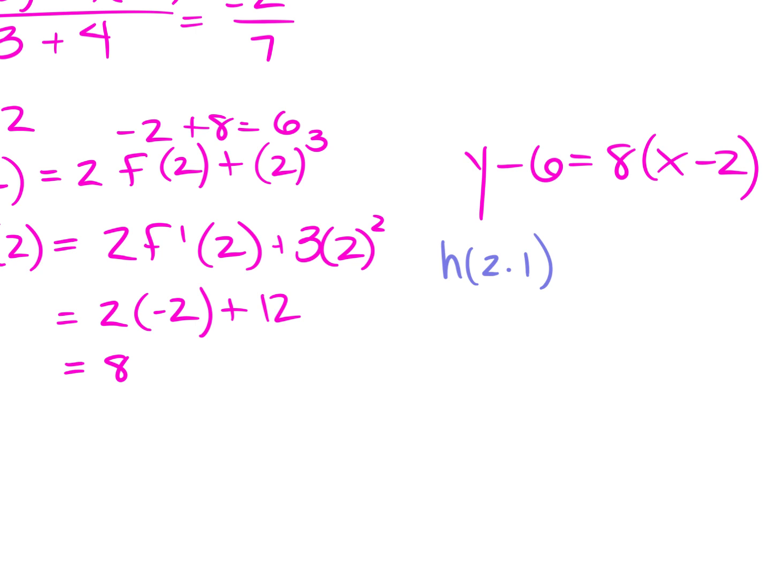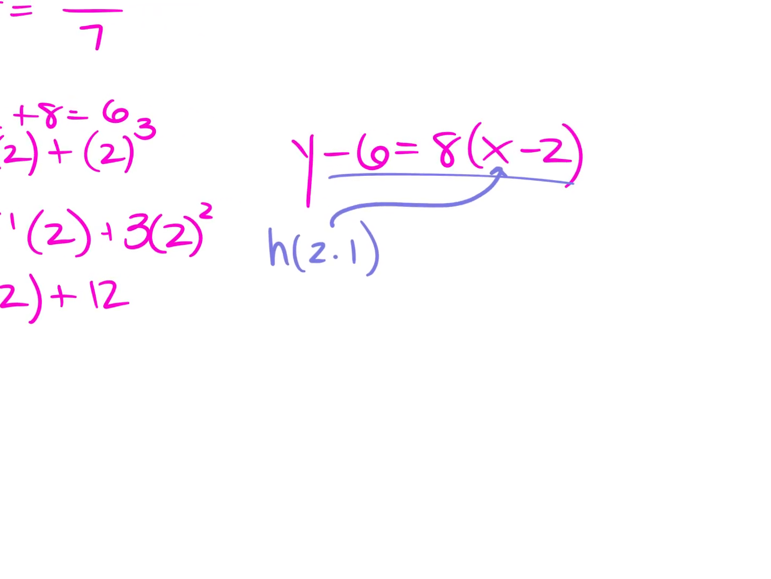Put that into x. We've got the tangent line, so what do we do with 2.1? Plug in for x and solve for y. That's your approximation. Because remember, the tangent line is close to the curve, so it gives us a good approximation.